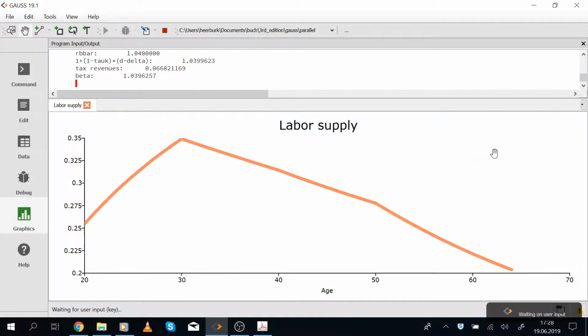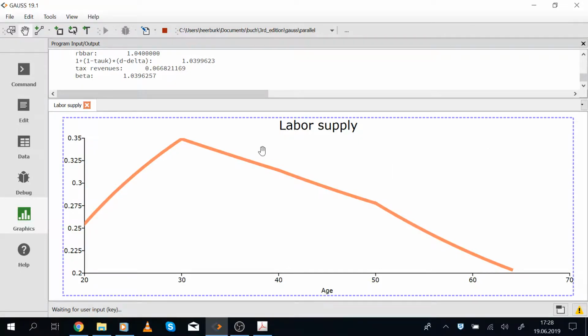And finally, you see the labor supply profile of the household over the age 20 through 64, which is his final period of working life. It peaks at age 30. Remember, there was a kink in the efficiency age profile that is also reflected here in our labor supply profile. Afterwards, it declines. So we have two effects here on labor supply.